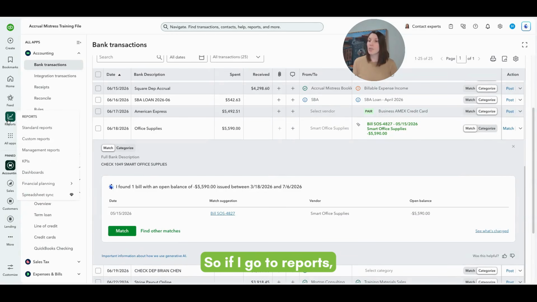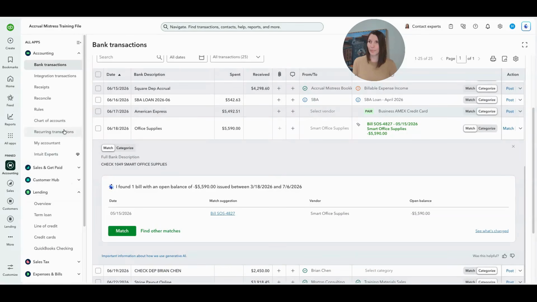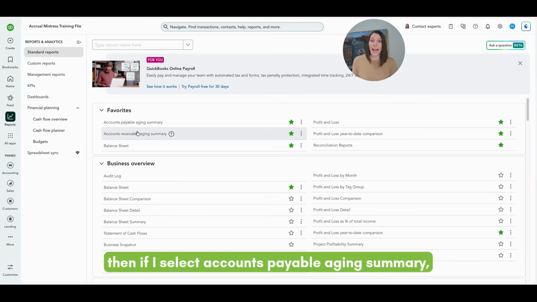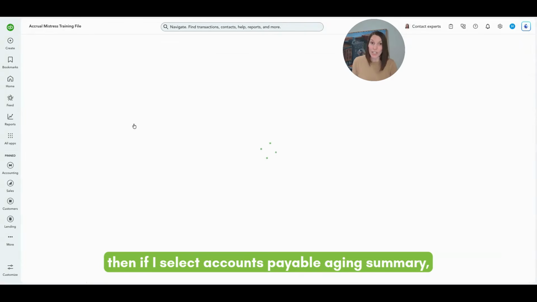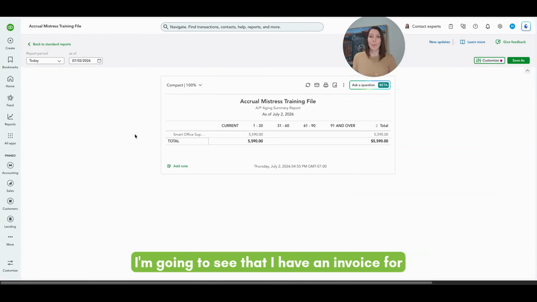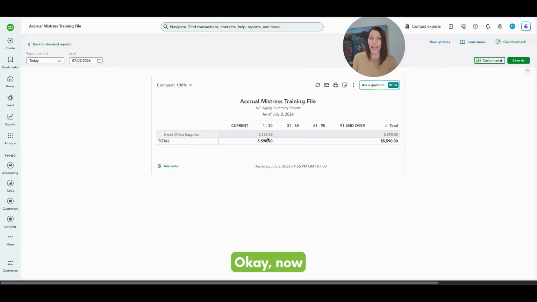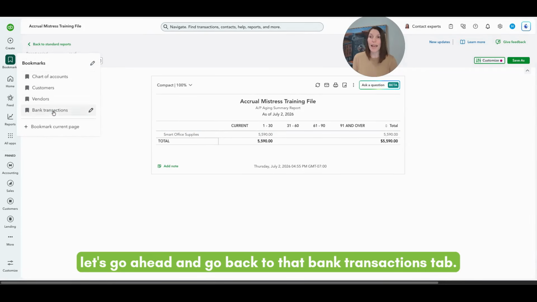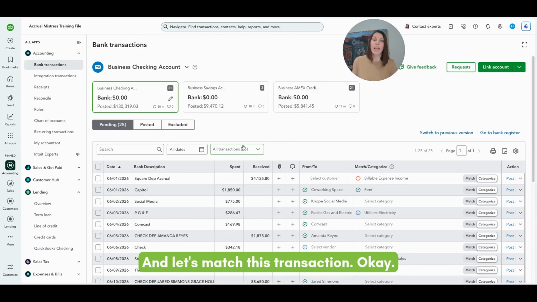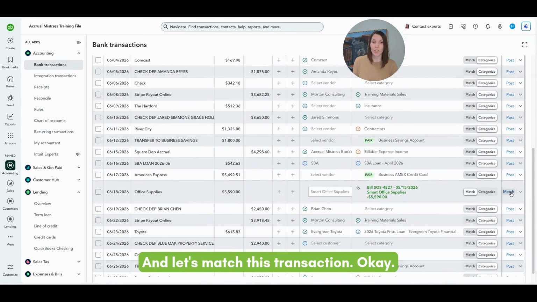So if I go to reports and then standard reports, and then if I select Accounts Payable Aging Summary, I'm going to see that I have an invoice for Smart Office Supplies for $5,590. Okay, now let's go ahead and go back to that Bank Transactions tab and let's match this transaction.